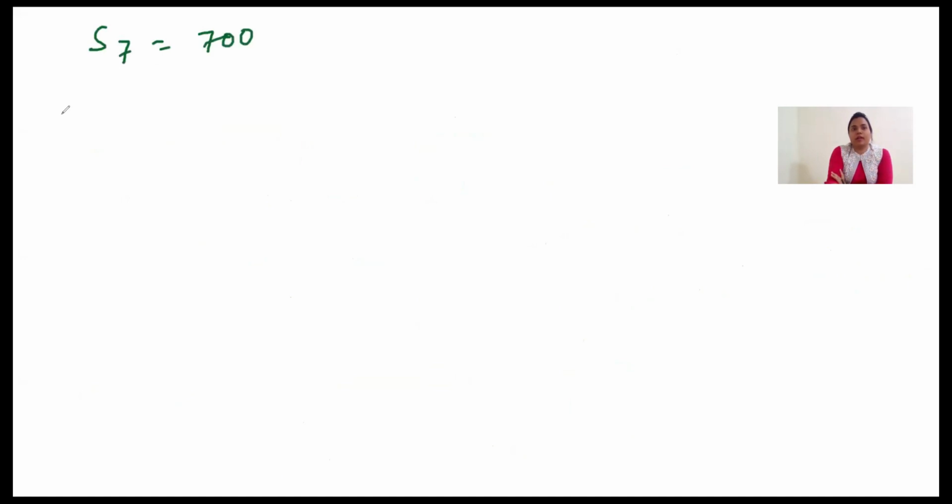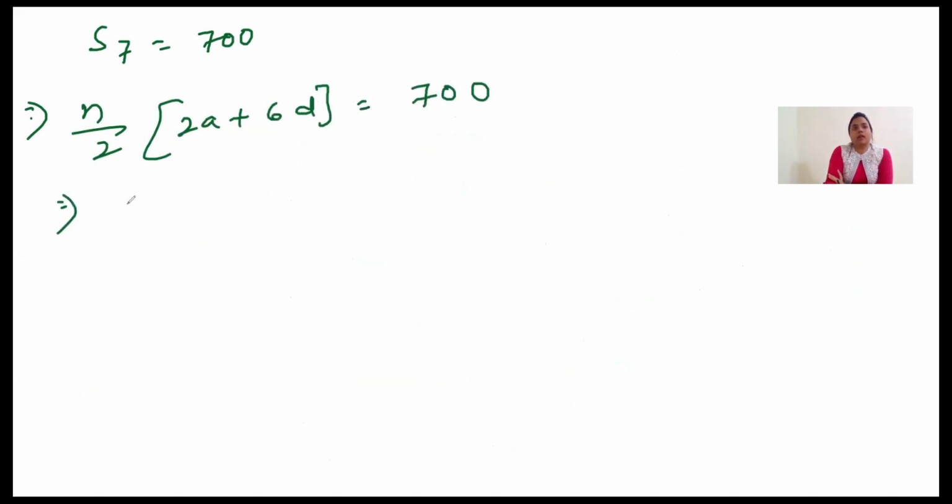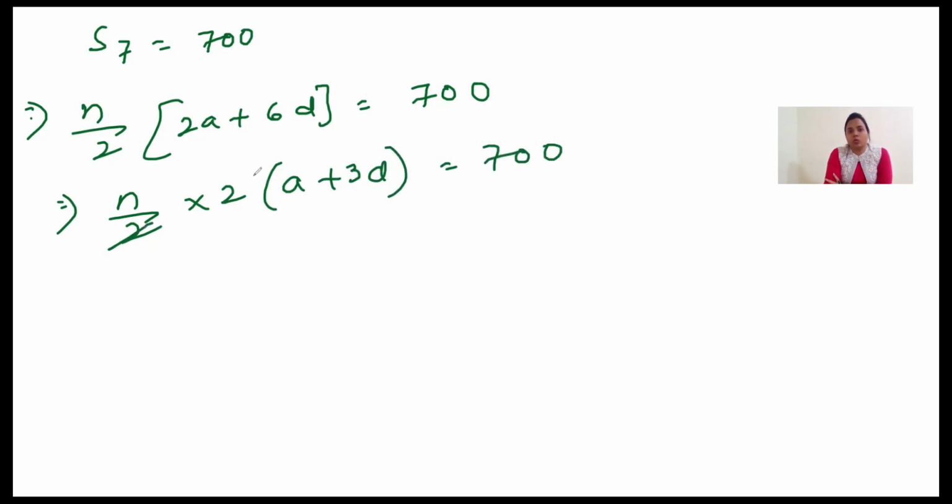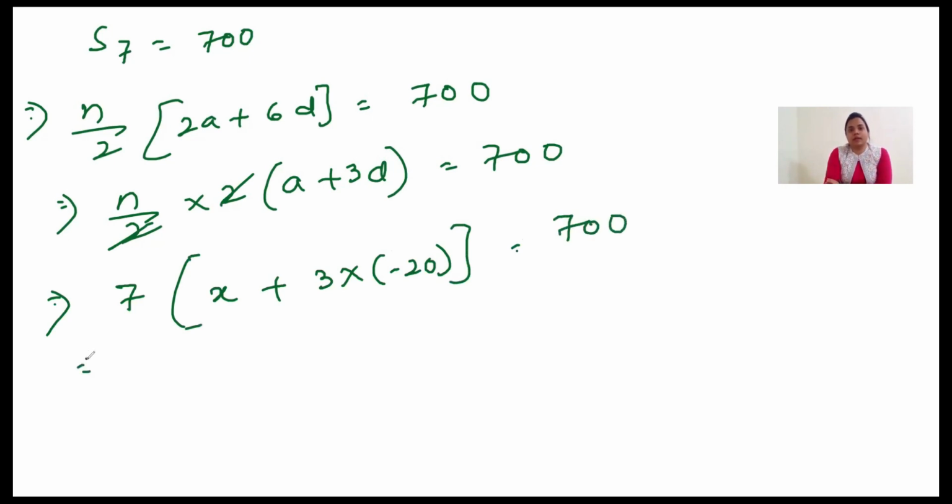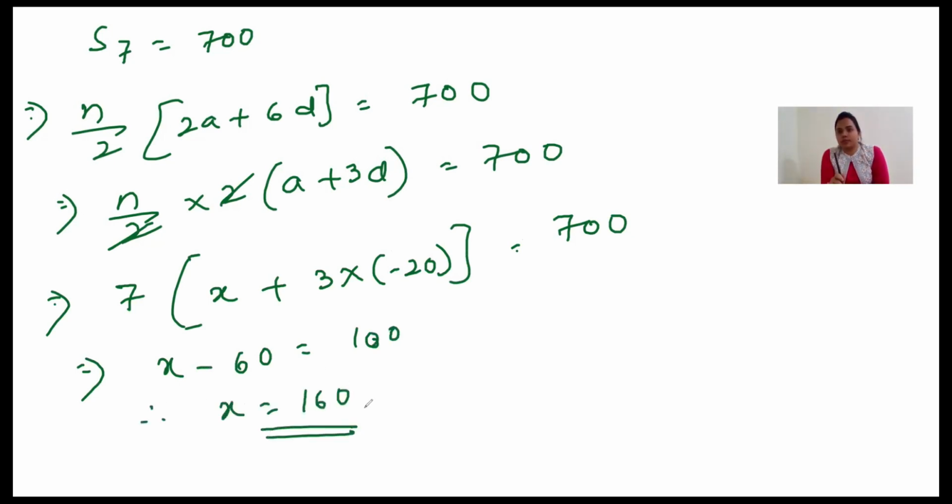S7 is given as 700. It means that N by 2, into 2A plus 6D, is equal to 700. From the bracket, I can take 2 common out, and I'll get 7 by 2 into 2 into (A plus 3D), equal to 700. 2 and 2 cancel. A is X, so 7 into (X plus 3 into minus 20) is equal to 700. X minus 60 is 100. Therefore, X is equal to 160. We got our first term, that is 160.